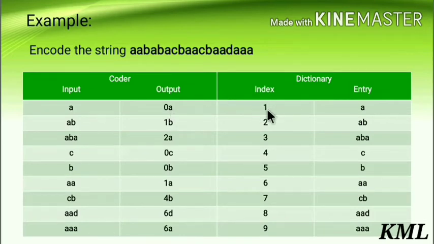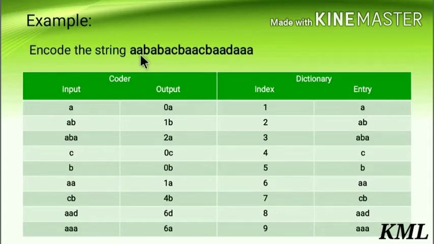Now start the indexing from 1. You get 1 here and write the same input in the entry. So whatever you get here, you have to write it here. Next, take the next input letter, that is A. Now check if A is in the dictionary. A is in the dictionary.